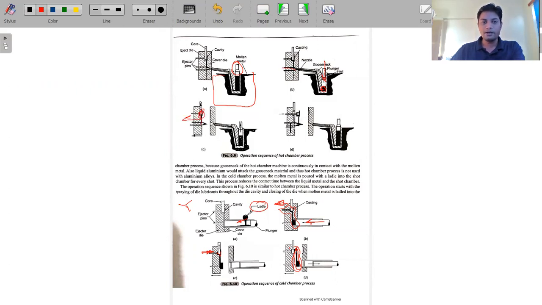Then this is basically the ejecting pin. It will apply pressure on that, so that the casting comes out, and we are just taking it out. Again we keep this one in the first stage. So it's like that only, repetition.